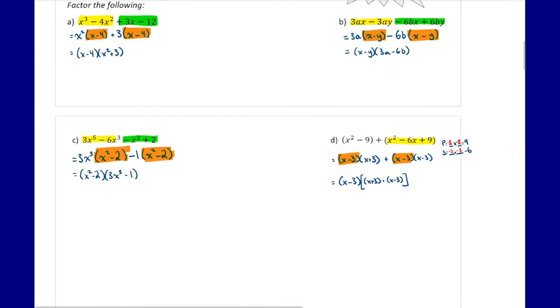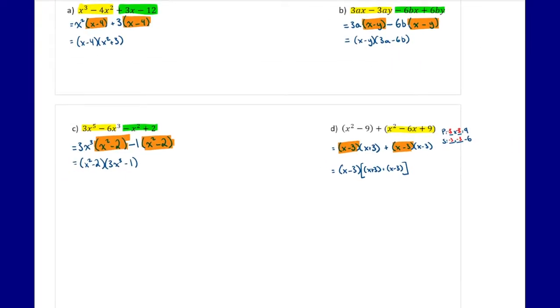So again, those are some examples of factoring by grouping. Again, D was more of a challenge, but definitely A, B, and C are generally what we'll see when we're factoring by grouping.